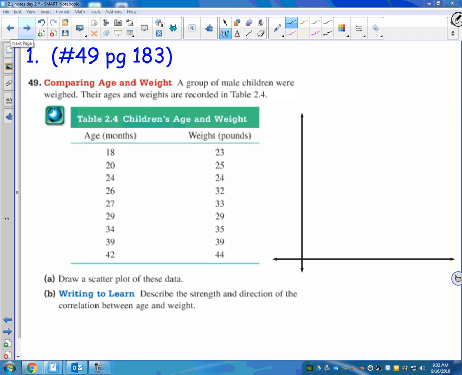Okay, so which one of these should go on the x-axis, or doesn't matter? Usually we try to put the independent variable on the x-axis and the dependent variable on the y-axis, and usually, right, time is always your independent variable, so I think we should put age down here.